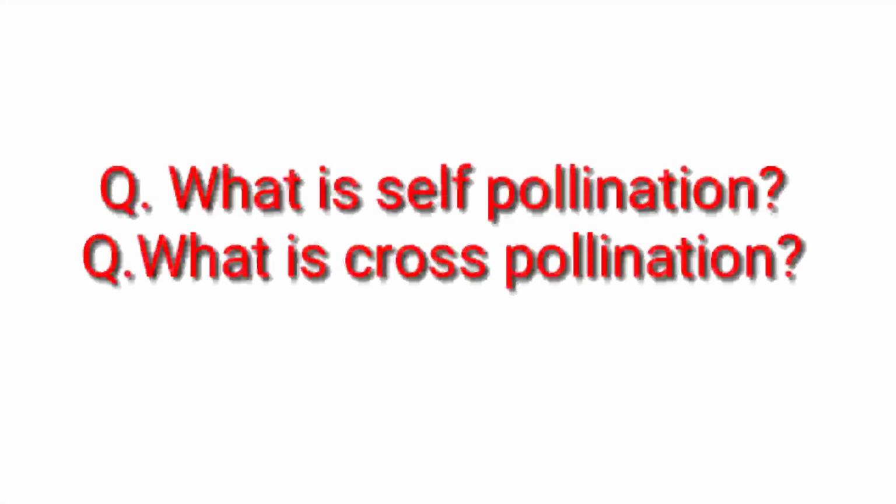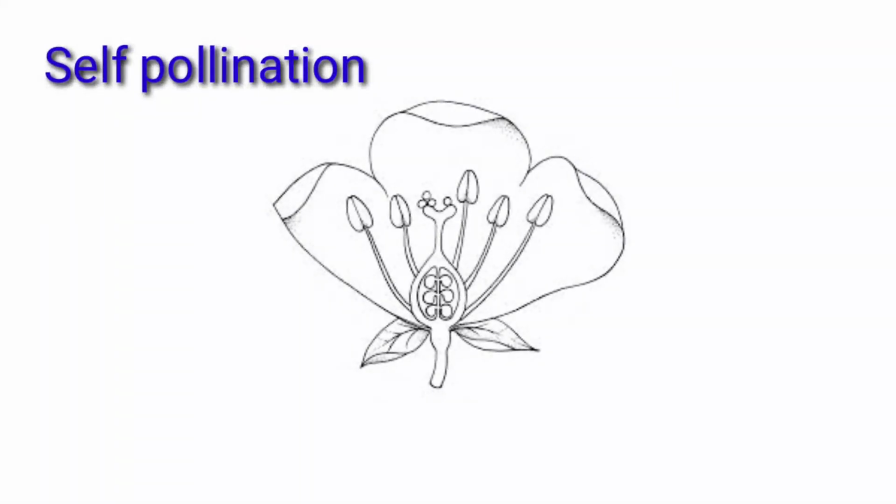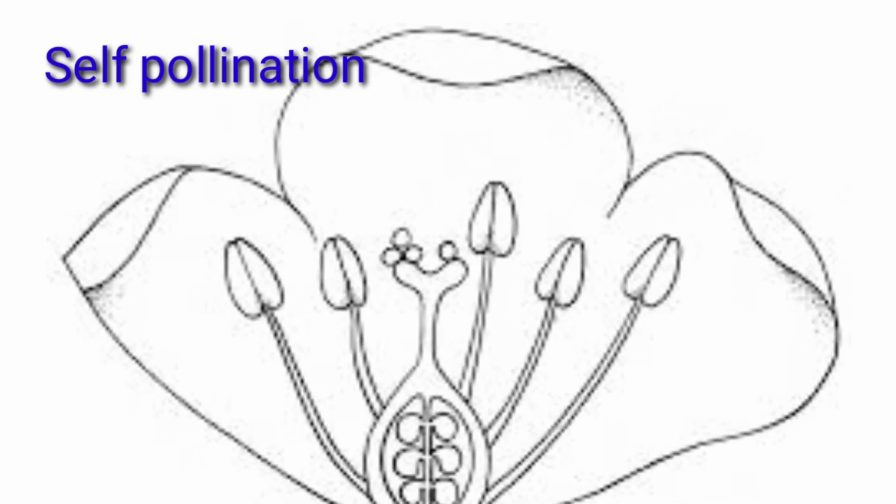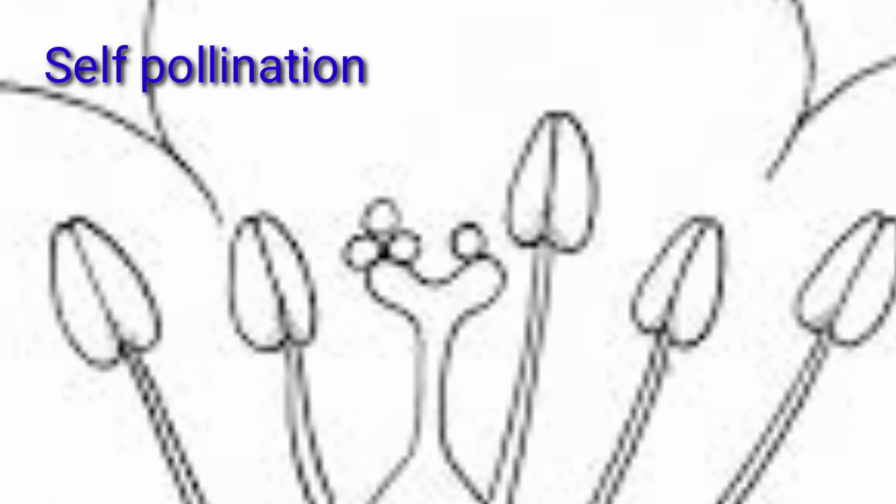Now the question is, what is self-pollination and what is cross-pollination? Self-pollination means pollination happens in the same flower. That means pollen is produced inside the anther and those pollens are transferred to the stigma of the same flower. As you can see, the transfer is in the same flower.